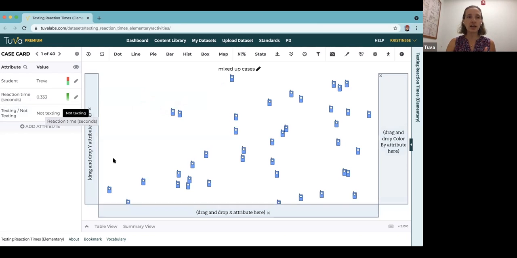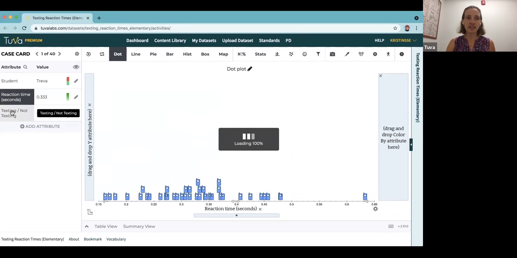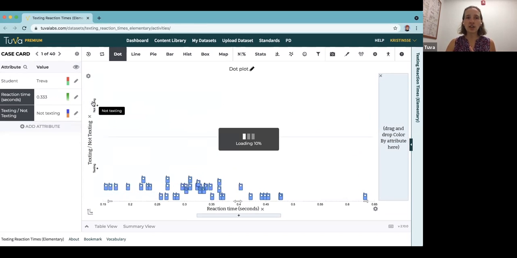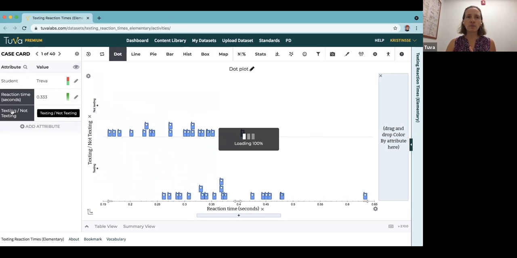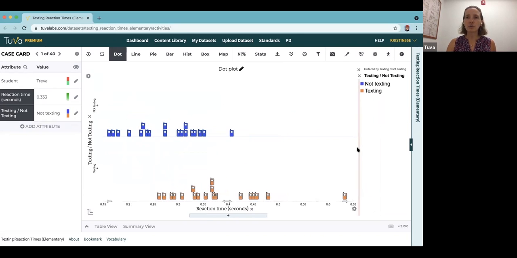We're interested in reaction time, so we can drag that to our x-axis, and we're interested if it's similar or different between texting and not texting. So we can take our texting and not texting variable, and just to help us see it a little bit, let's color it by this texting and not texting, so we can really have a sense of what we're looking at. Big fan of color, always using that to our advantage.